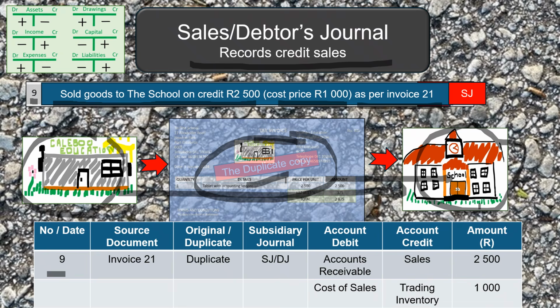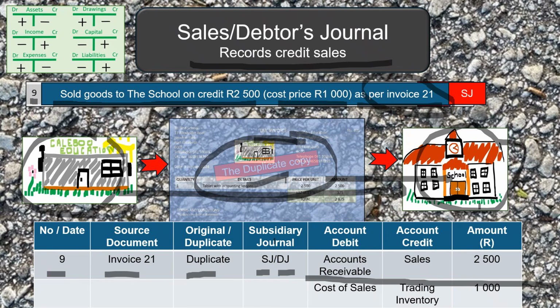And this transaction is recorded like this. It happened on the 9th. Invoice number 21 was used to record this transaction. The duplicate was used as the original went to the school. Which journal was used to record this transaction? You can either write sales journal or debtors journal. Same thing.